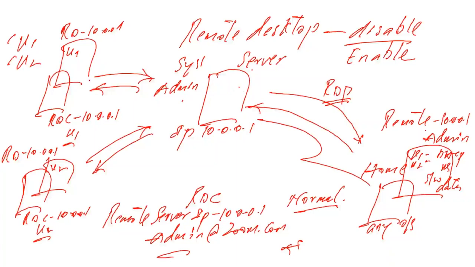But remotely, how many users are working on this physical machine? 3. One is admin, one is user 1, and one is user 2. So at a time, how many users are working? 2 users. 2 or more than 2? More than 2. We can allow. One is user 1, one is user 2, and one is user 3. So this is a remote desktop.